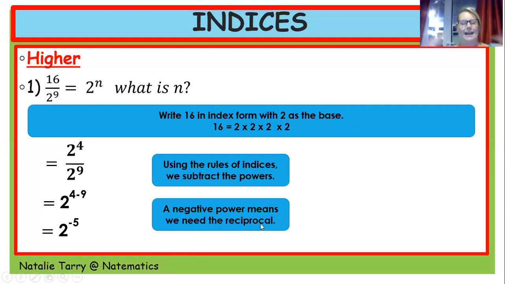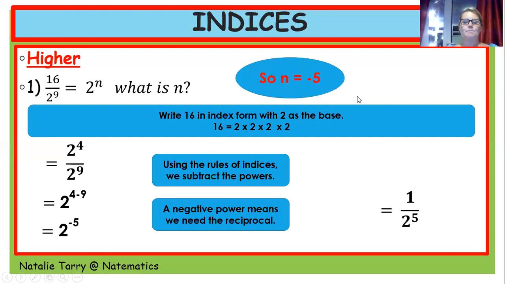Look that one up. Again, I'm not going into lots of detail of every little bit about the maths course. If you can't remember what it is at this point, go and look it up. So 2 to the power minus 5 can be written as 1 over 2 to the power of 5. So remember, when you've done the working out, always check, have I answered the question? So what is n? n is equal to minus 5.